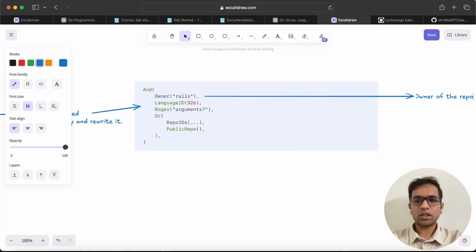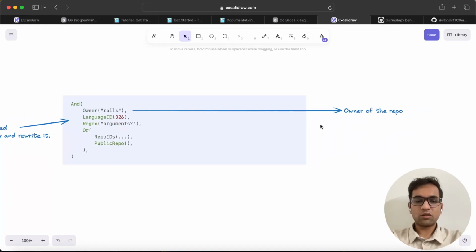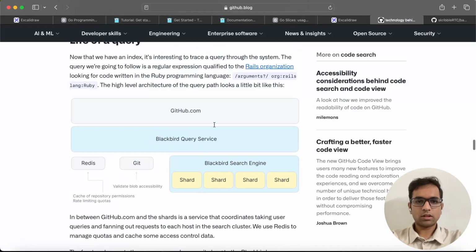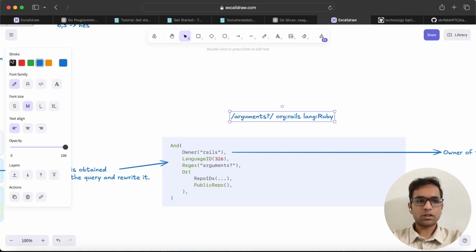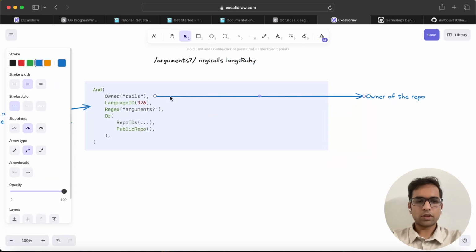So this was something that was present in the query. Who should be the owner? So organization was something that was present in the query. So the query is this. This is basically the query that we are searching for. And now as we can see, this is the regex, the regular expression, arguments with a question mark. Then the organization is Rails and language is Ruby. So all of these things are taken care of here, right?